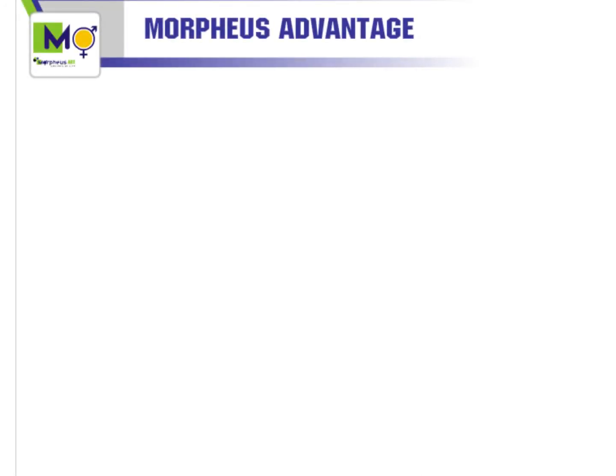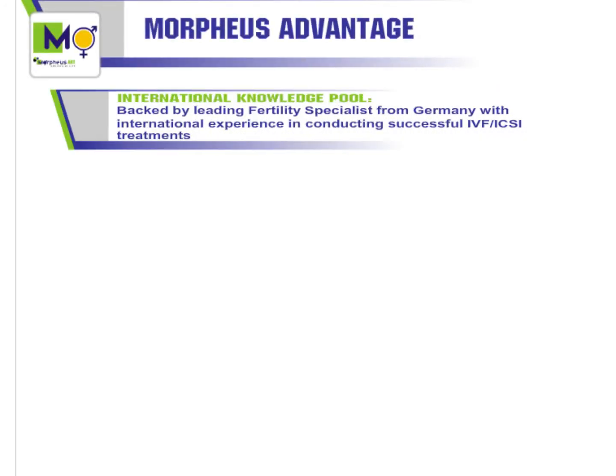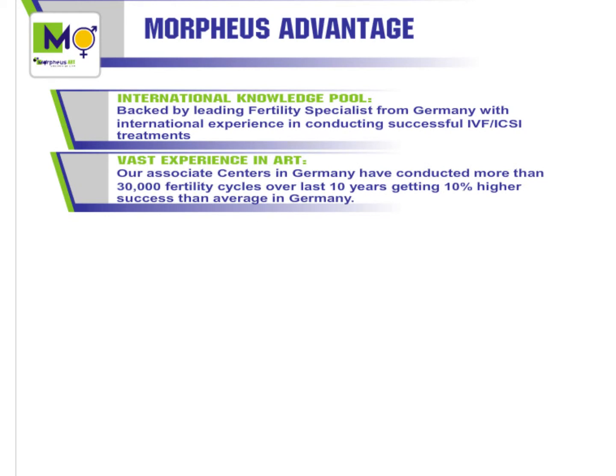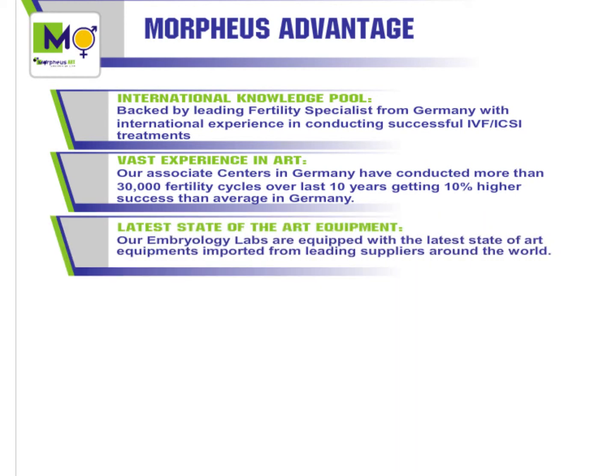Morpheus Advantage. International knowledge pool backed by leading fertility specialists from Germany with international experience in conducting successful IVF, ICSI treatments. Vast experience in ART. Our associate centers in Germany have conducted more than 30,000 fertility cycles over the last 10 years, getting 10% higher success than average in Germany.